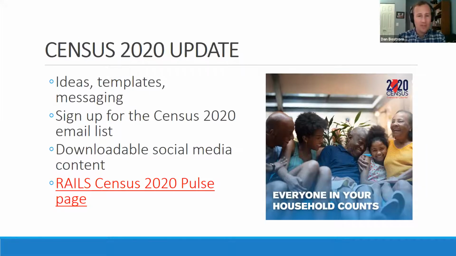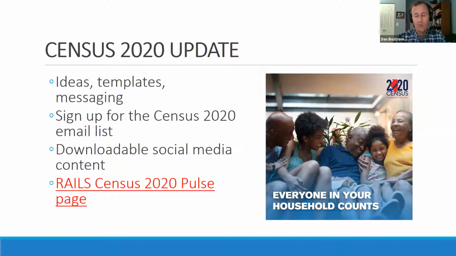A couple of things I want to suggest. There is an email list for the Census 2020. You can find that on the Rails email lists. We have a bunch of downloadable social media content. Last month, we did an online roundtable, much like this one, and we had 3 libraries present what they were doing around the Census 2020, and that's available from the Rails YouTube page. It's also linked on that Rails Census 2020 Pulse page. So check that out. All that is available.